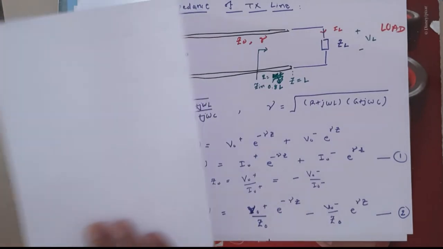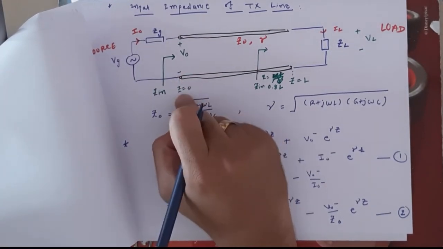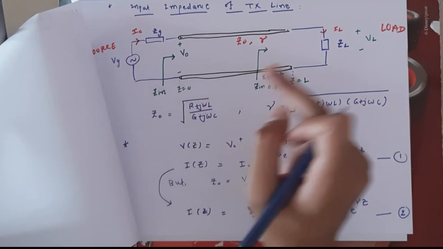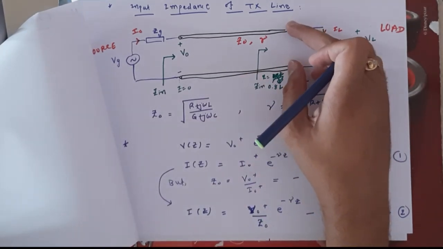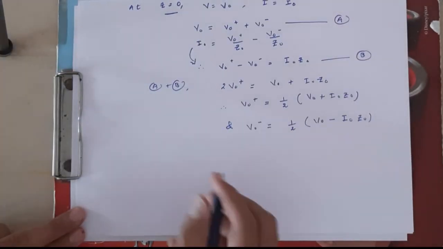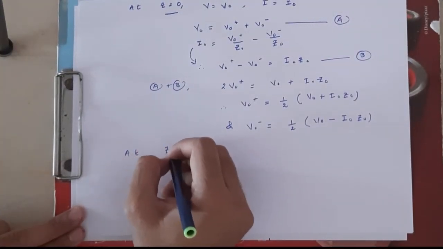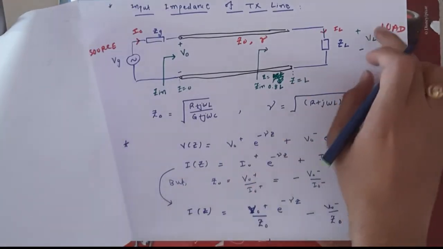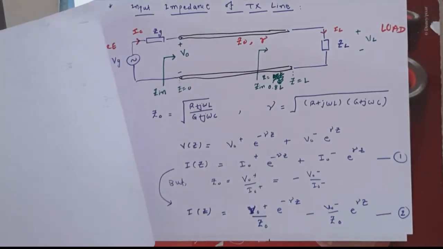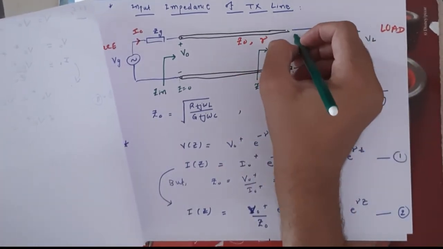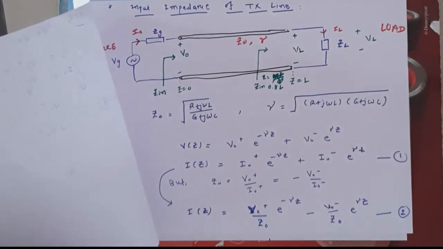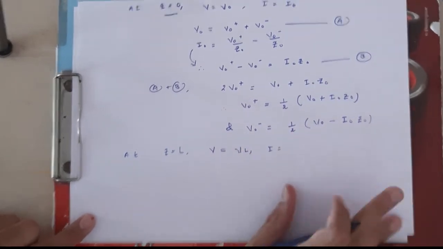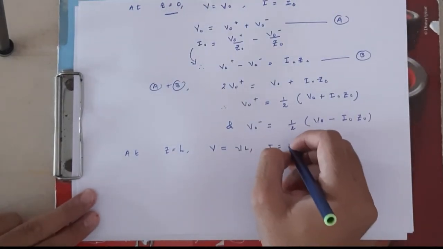Now, this one is the value of voltage and current at one point of the transmission line, which is Z is equal to 0. Similarly, we'll get the equation of voltage and current at the second end of the transmission line, which is Z is equal to L. So next calculation at Z is equal to L. At Z is equal to L, what is V? V is nothing but this VL. So at Z is equal to L, V is equal to VL, and what is I? I is equal to IL, the load current.